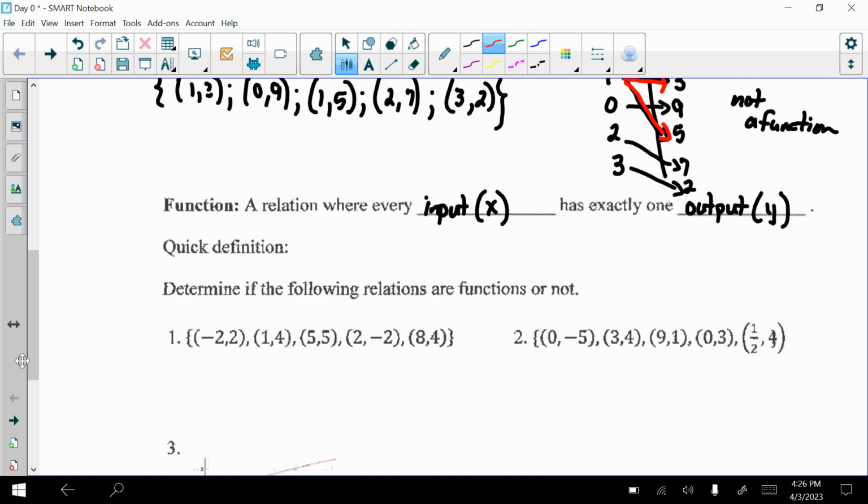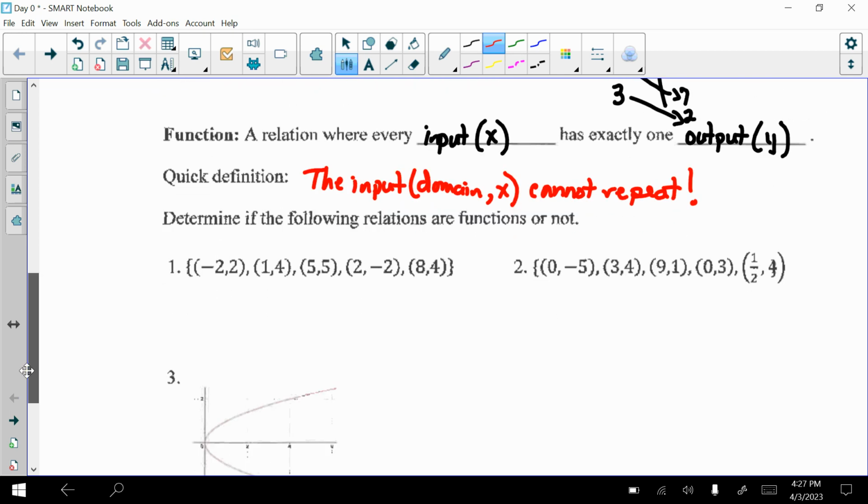So a quick definition of a function is the input, or the domain, or the x value, cannot repeat. So for the example above, the number 1 repeats. All right, so for these, we're going to determine whether the relations are a function or not.